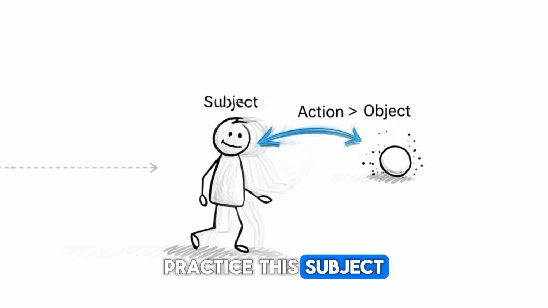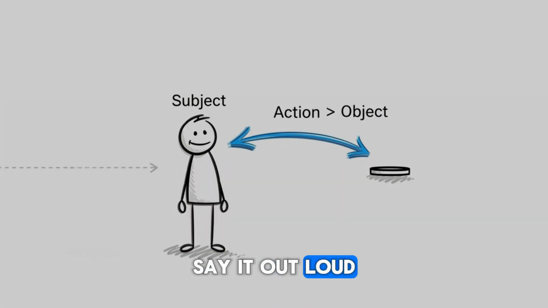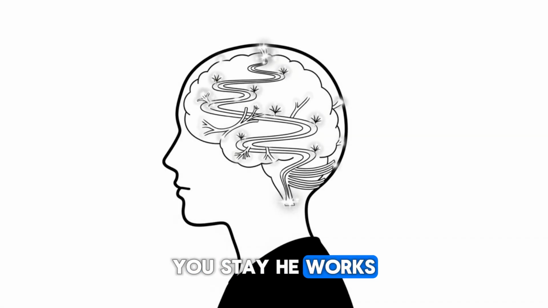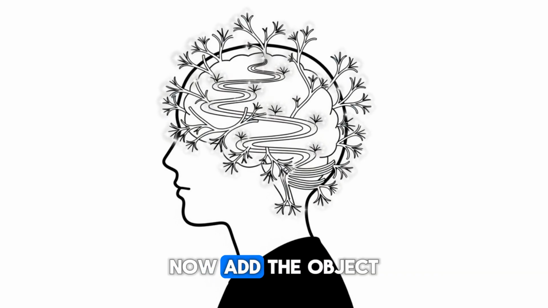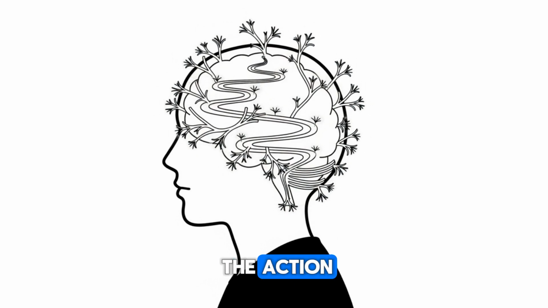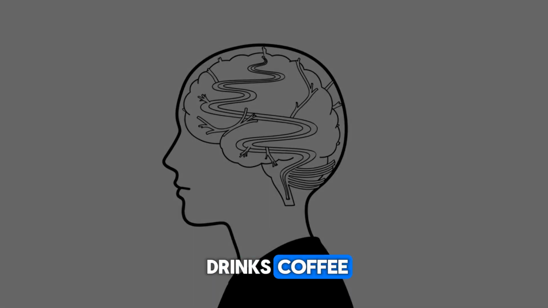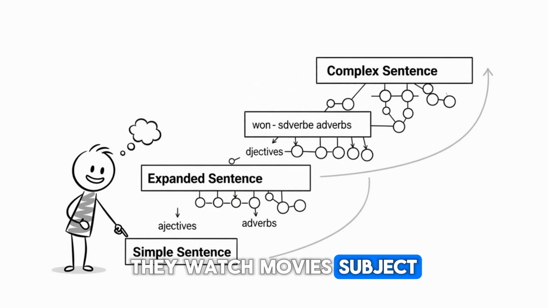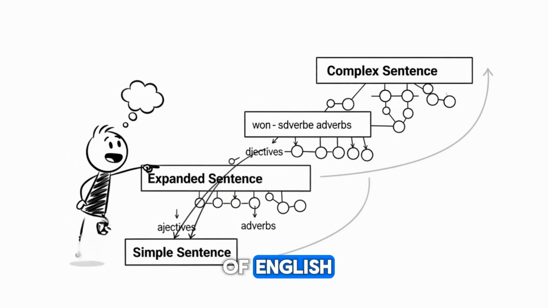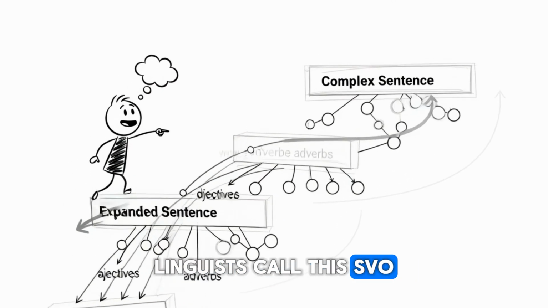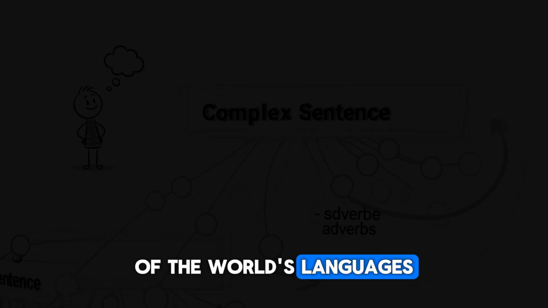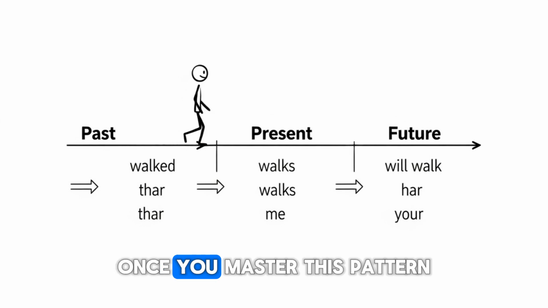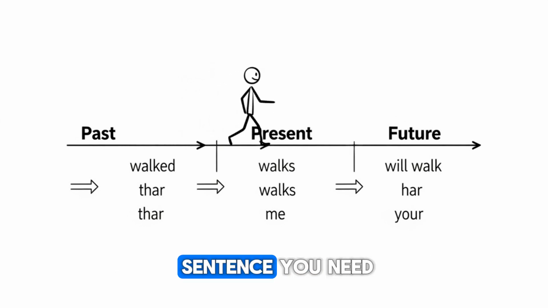Practice this. Subject, verb, subject, verb, subject, verb. Say it out loud. I go, you stay. He works, she studies. Feel how natural this rhythm becomes. Now, add the object, the thing receiving the action. I read books. She drinks coffee. They watch movies. Subject-Verb-Object. This is the skeleton of English. Linguists call this SVO word order, and it's the foundation of roughly 42% of the world's languages, including English. Once you master this pattern, you can build any sentence you need.